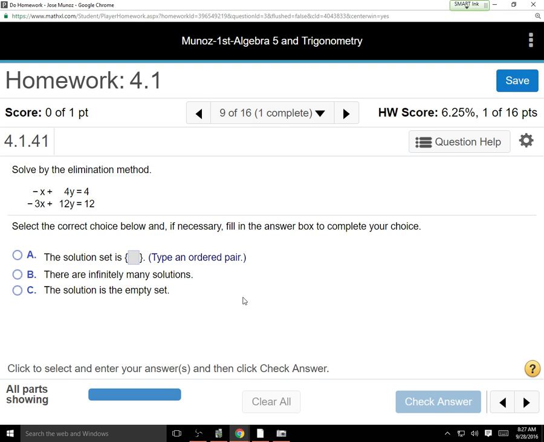Now I just stopped and looked at that. These were all divisible by 3 in the second equation. You see that? So if I divide the first number by 3, I get a negative 1x, don't I? And then that's going to give me a positive 4y, and that's going to give me a 4.